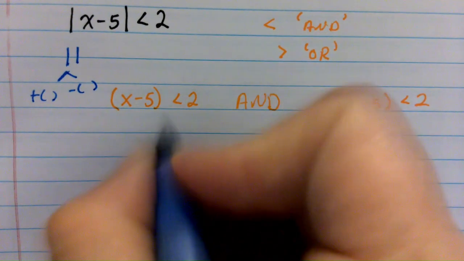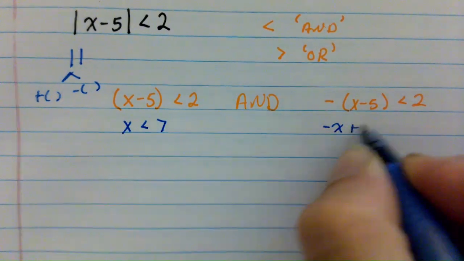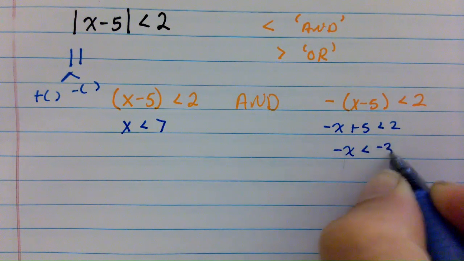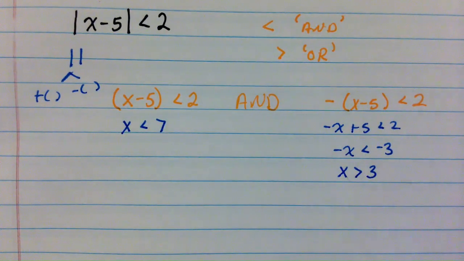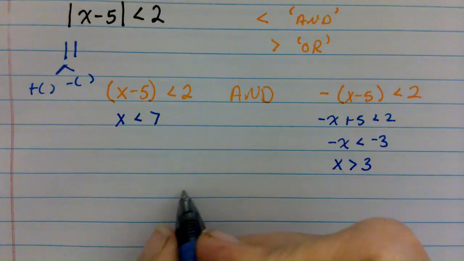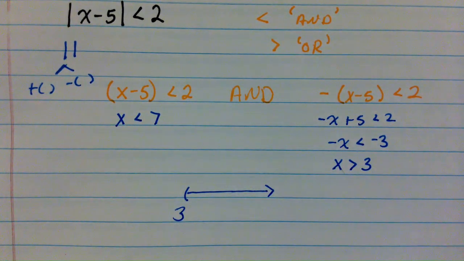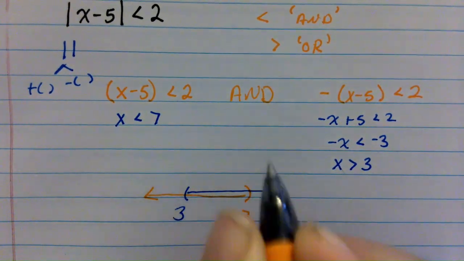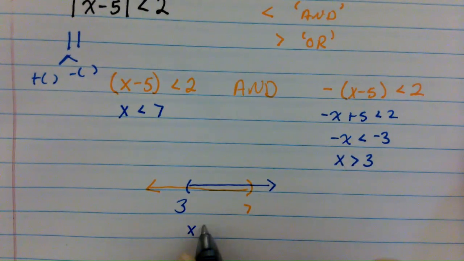So there's nothing to do here, so I'm going to add 5. So x is less than 7. Distribute the negative. Subtract 5. Ooh, got to divide by a negative, so I'll flip my inequality. So the one says x is greater than 3, and the other one says x is smaller than 7. And since it's an "and," we want both. So that means x is going to be between 3 and 7.